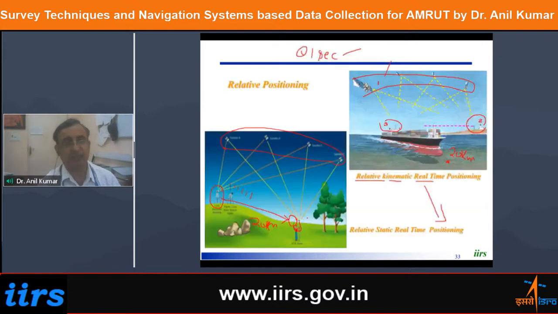So it is basically relative. Yes, it is relative with respect to the base. The rover is static and doing observation in real time, which means that on the ground itself the corrections are applied from base to rover with the help of the beacon.